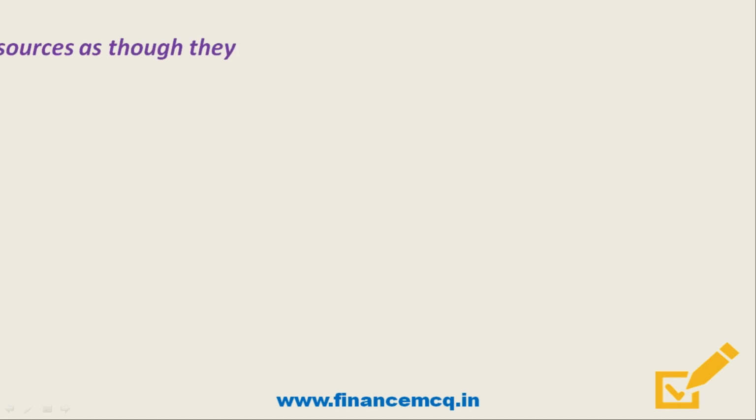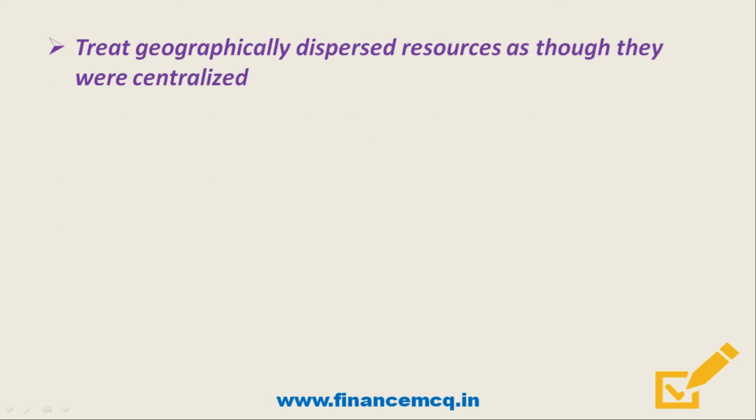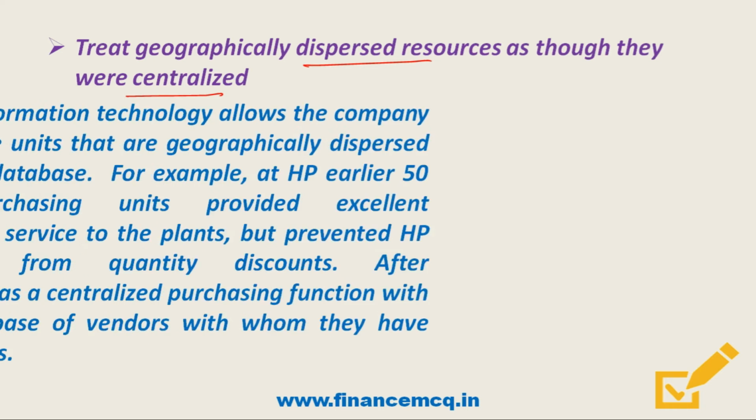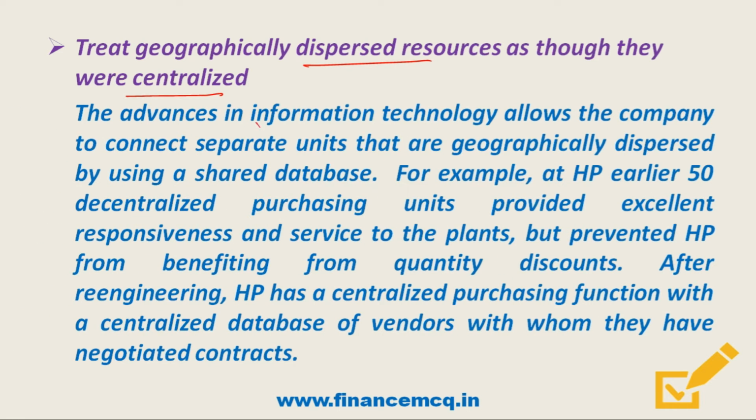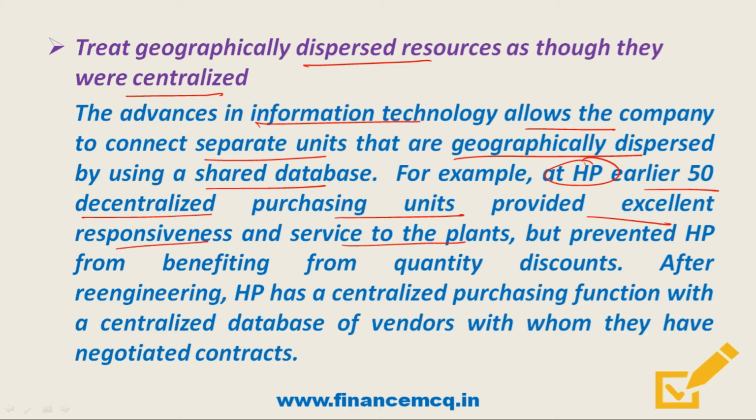Friends, the next principle is treating geographically dispersed resources as if they were centralized. So friends, here the advances in information technology allow the company to connect separate units that are geographically dispersed by using a shared database. So we'll take an example of HP, where earlier 50 decentralized purchasing units provided excellent responsiveness and services to the plants, but prevented HP from benefiting from quantity discounts.